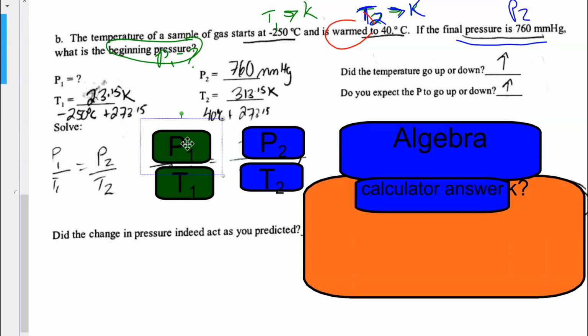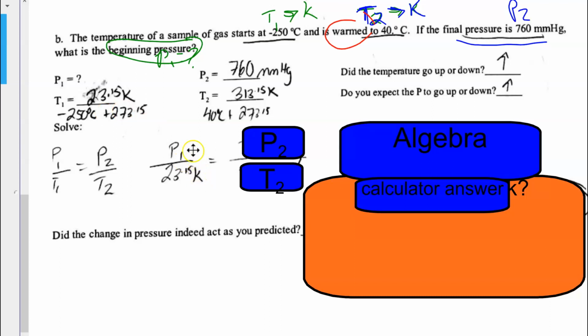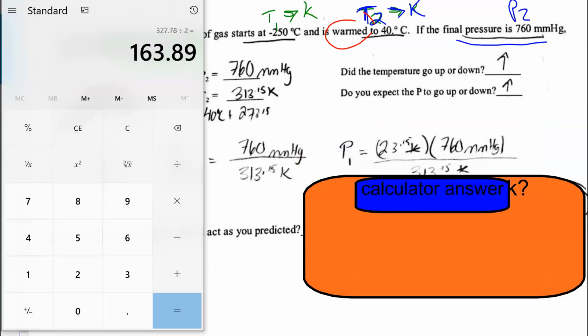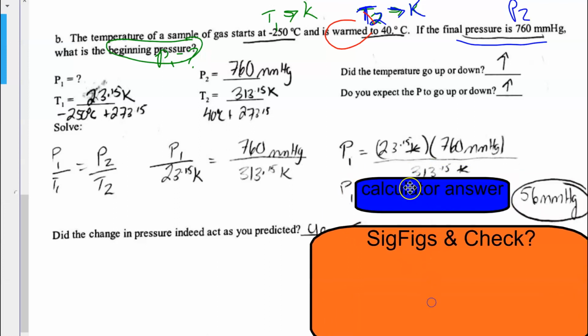Pressure 1, plug in and chug through the math. Unknown. Temperature 1, make sure we're putting in that Kelvin, never Celsius, never Fahrenheit. Pressure 2, 760. Temperature 2, 313.15. You can cross multiply and divide to isolate, or isolate and solve for pressure 1. Just do your algebra correctly, and we're going to get this. This is what we're typing into our calculator. We've got 23.15 times 760 divided by 313.15. We get 56.18.